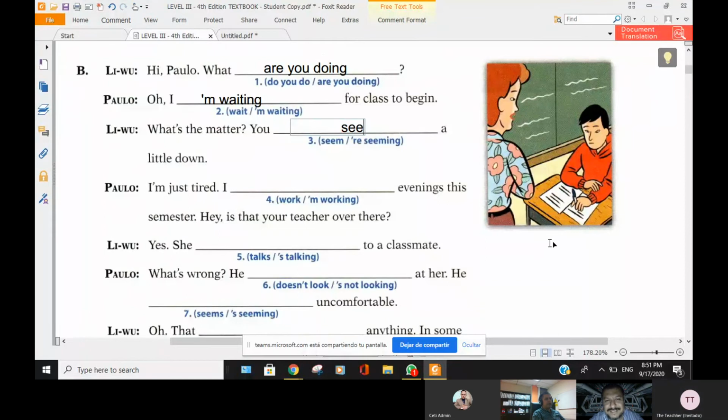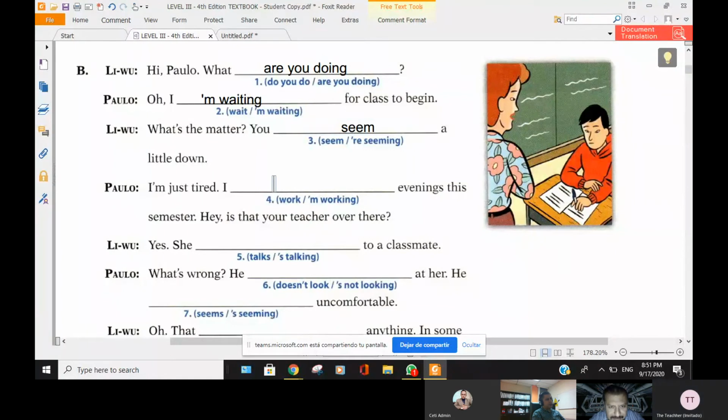Okay. What's the matter? You seems a little down. ¿Por qué seems? No vale ese. Sí, porque seem es pareces estar, es apariencia nada más. Seem tiene que ver con apariencia. Entonces, non-action verb. Okay, non-action verb is correct.